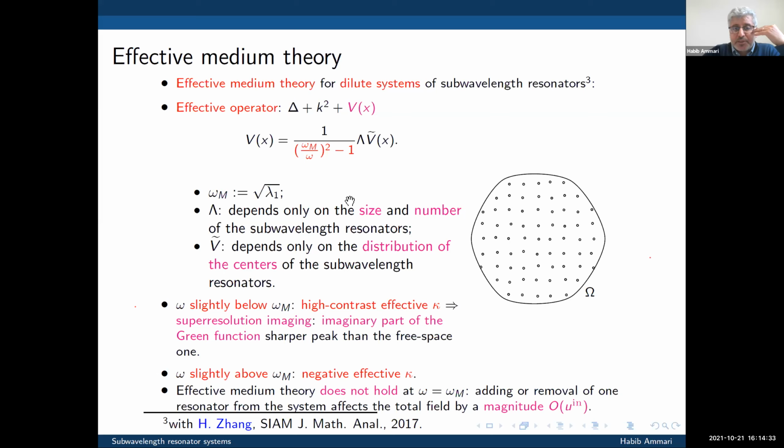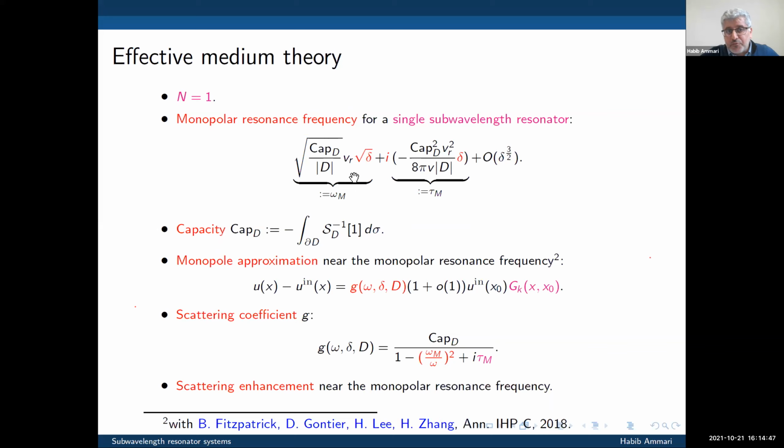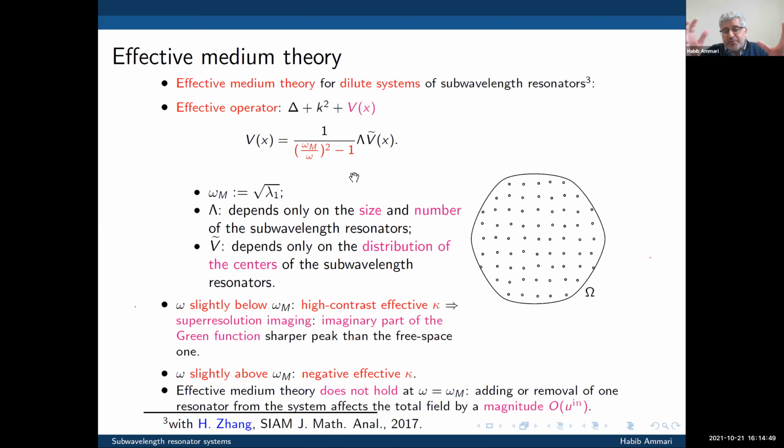The coefficient here depends only on the size and number of subwavelength resonators. V tilde depends only on the distribution of the centers of these subwavelength resonators. And when omega is slightly below this omega m, the resonant frequency of one resonator, because my system is dilute, so basically there is a weak interaction between all of these resonators. The resonant frequency of the whole is approximated by the resonant frequency of one resonator. Slightly below, the medium is behaving with high contrast effective kappa.